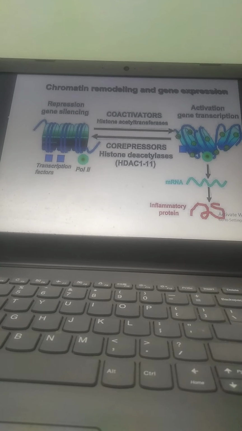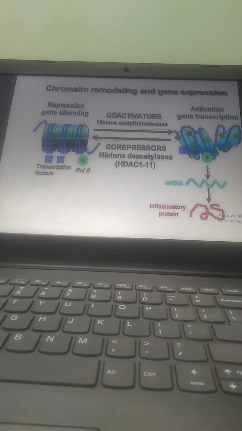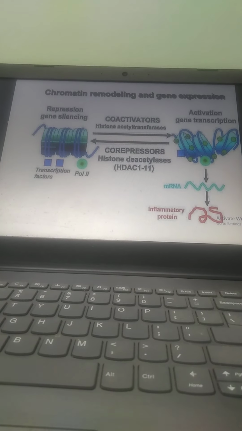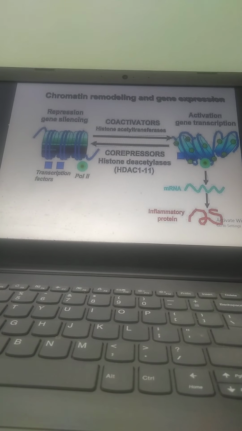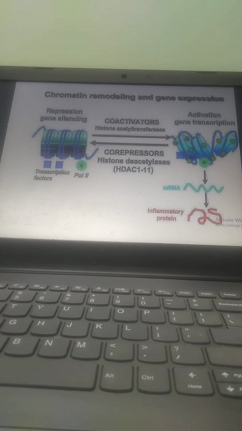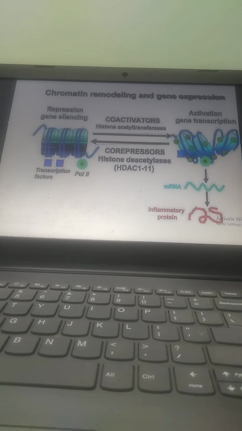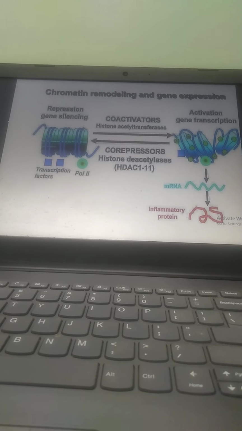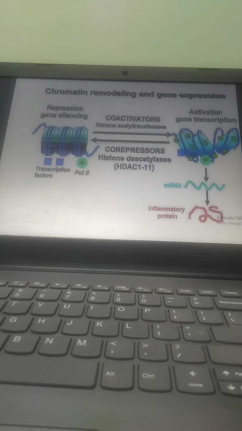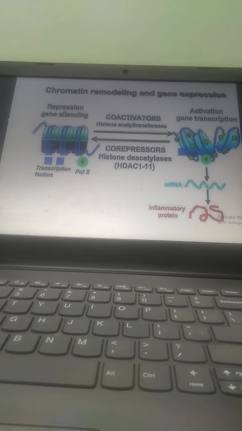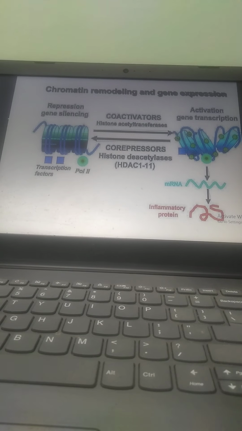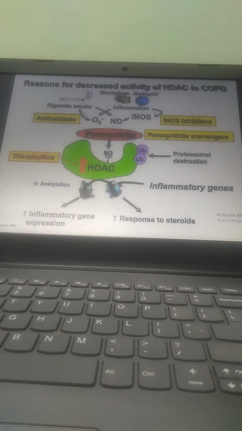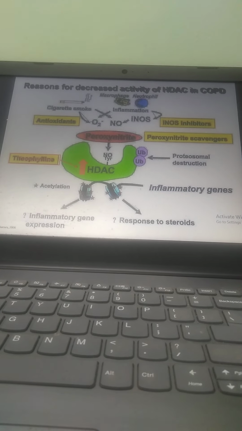Now, this is the chromatin remodeling and gene expression. Gene silencing is represented by the transcription factor, then we have a co-activator and a co-repressor, histone acetyl transferase and histone deacetylase, from the previous slide. Then the inflammatory protein is inhibited through the mRNA. So this works through the genetic setup, which is responsible for the inflammatory proteins.